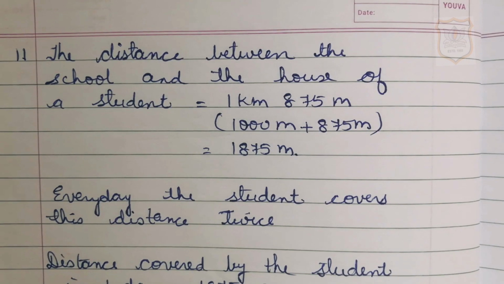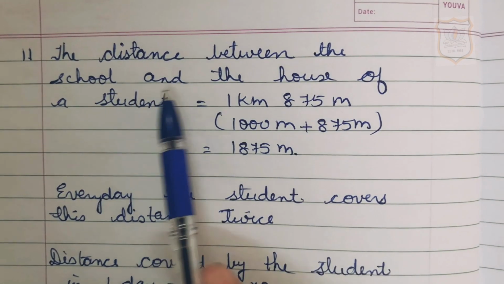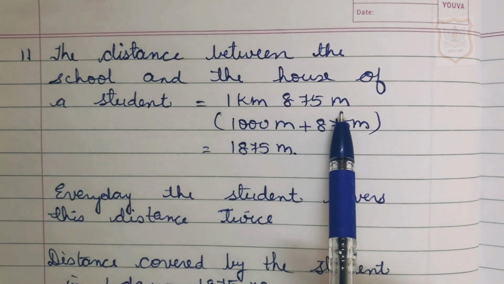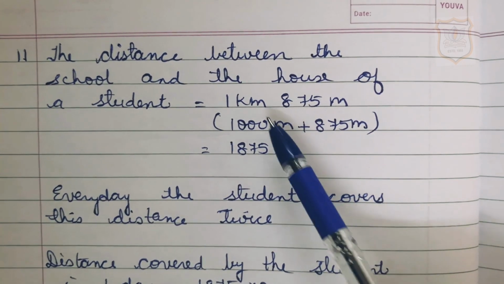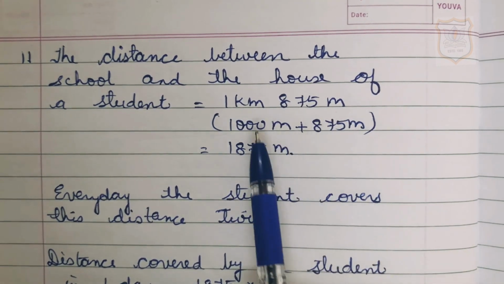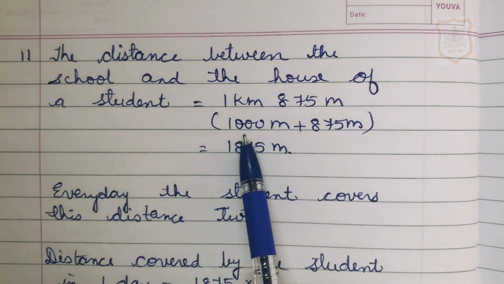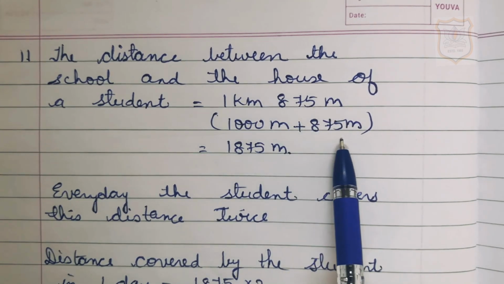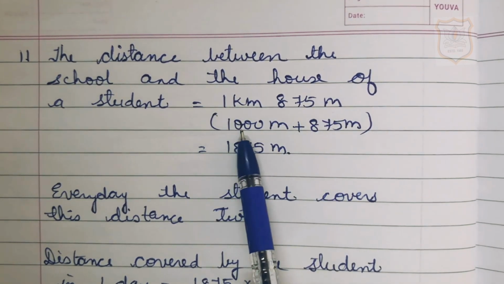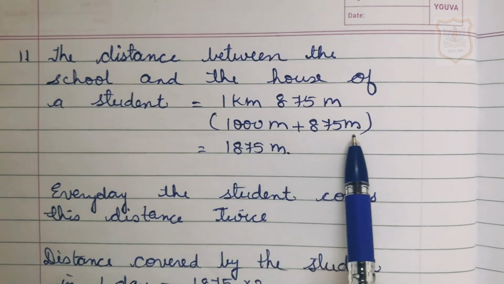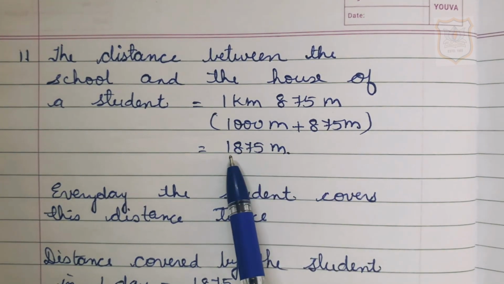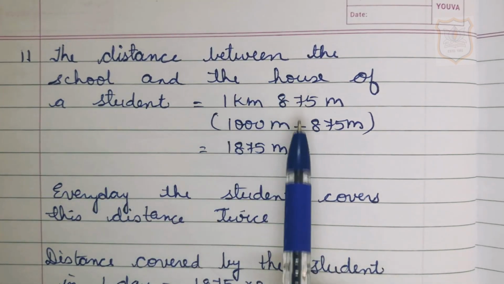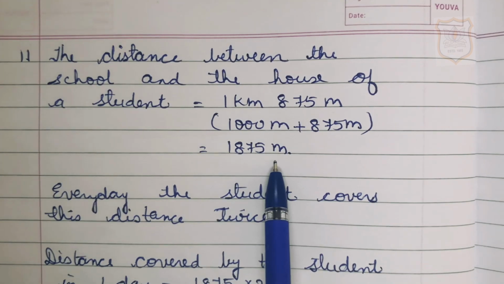Solution for sum number 11. The distance between the school and the house of a student is 1 kilometer 875 meter. It's given in the question. First we will convert these kilometers into meter. As you all know, 1 kilometer is equal to 1000 meter plus 875 meter we will write here as it is. By adding 1000 meter and 875 meter we will get 1875 meter. So the distance between the school and the house of a student is 1875 meter.